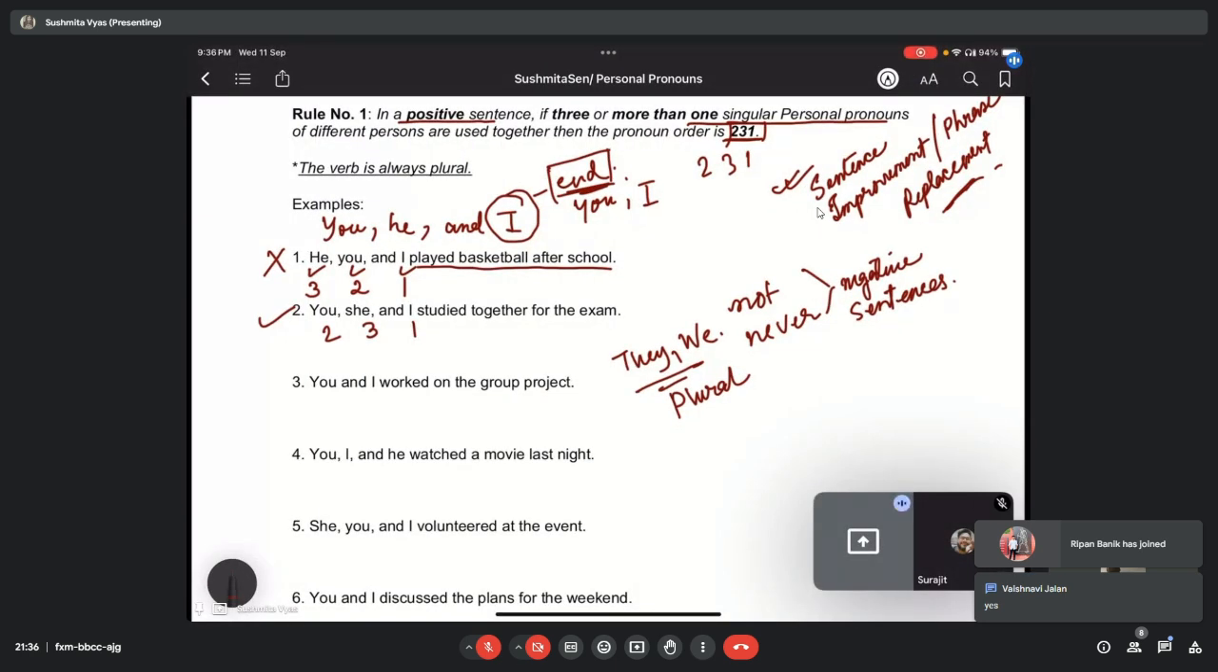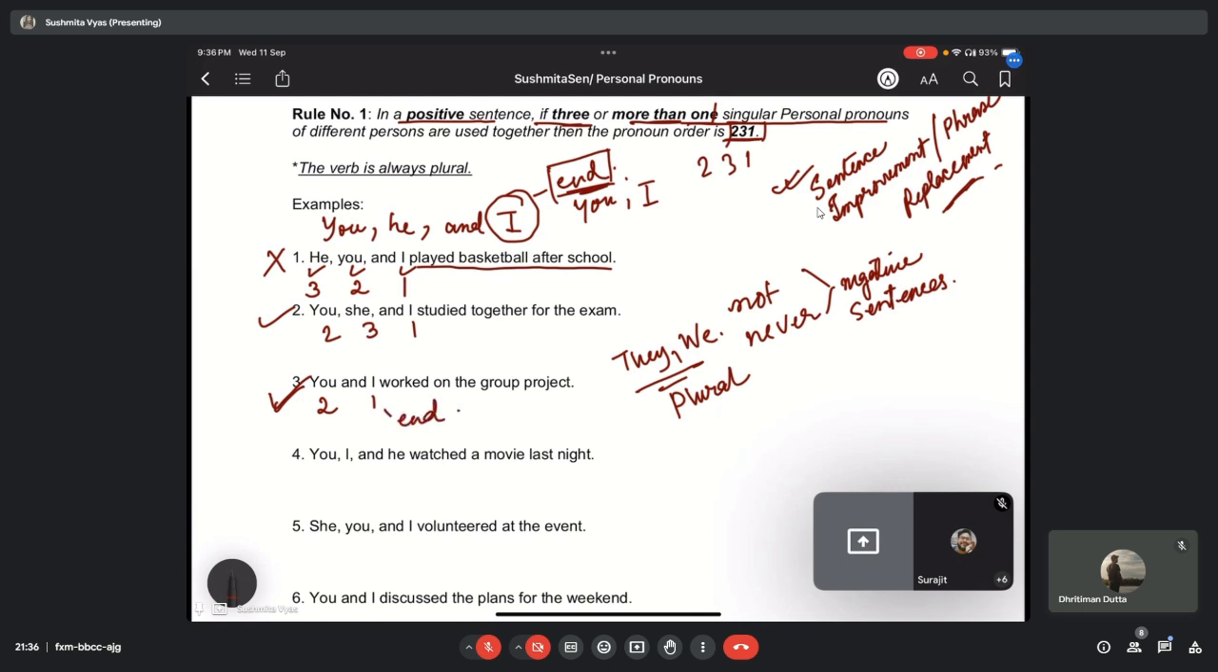Right. This sentence is in the correct order because you is what person? Guys, what is you? You is what person? You is second person and I is first person. So we said na if there are three or more than one, यहाँ पे दो है ना. Here there are two people, right? We are talking about two people, you and I. So you and I worked on the group project. This also follows 231. So here two comes first, one comes at the end. This is also correct.